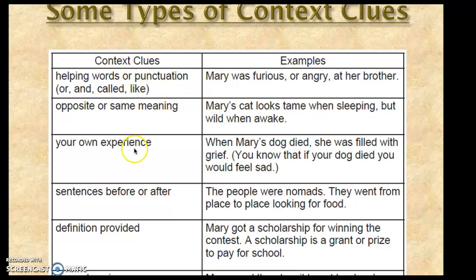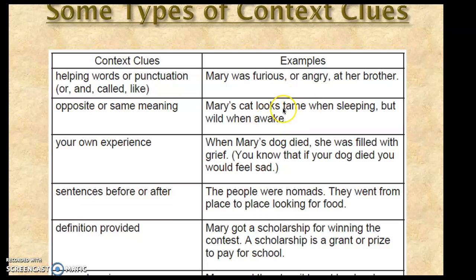Okay, here's your definition for context clues right here. Information a reader can get from reading that helps show what a word or group of words means. So think of it like a mystery. You don't know what the word means, so use those clues around it to help figure out the meaning of that particular word. Here we go. There are some different examples of context clues. My first one is helping words or punctuation, right? Mary was furious or angry at her brother. So let's say I don't know what the word furious means. If I look at the words around it, it says "or angry." I must know that furious has something to do with being angry.